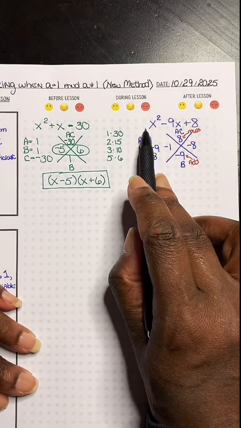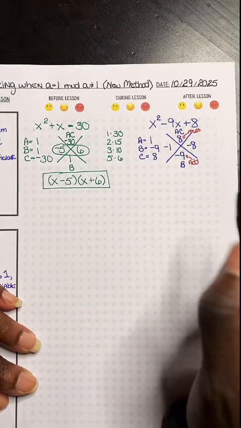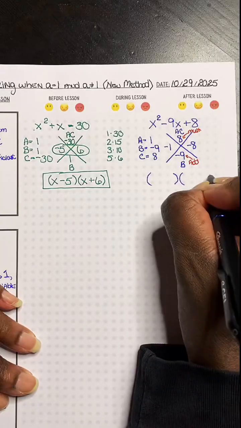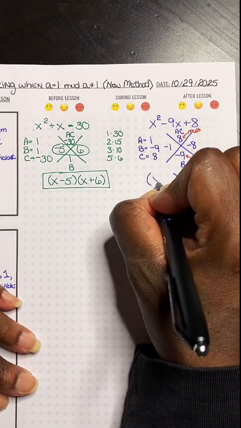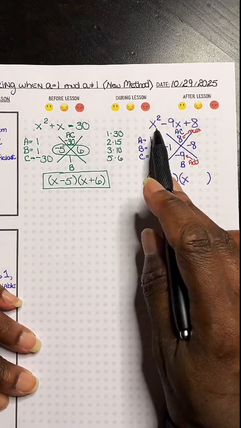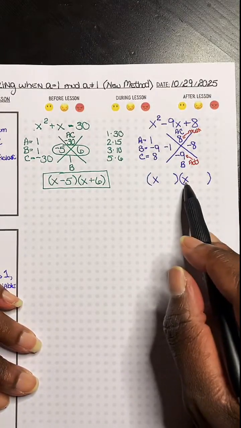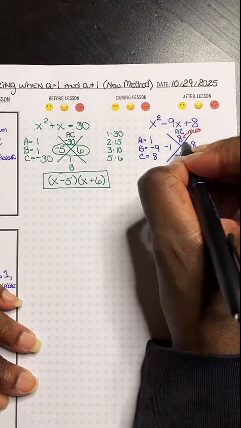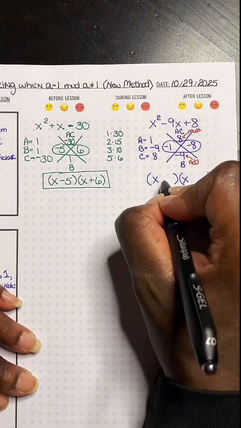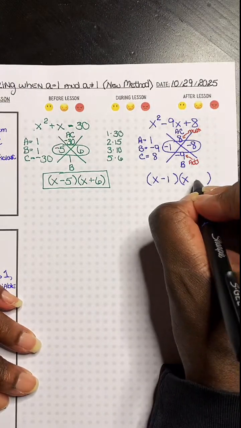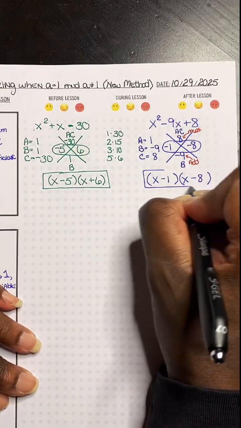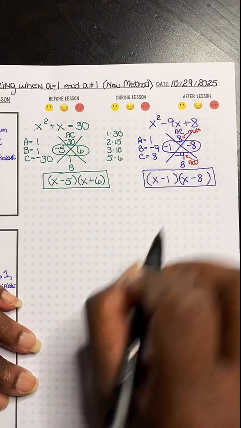So since my leading coefficient is 1, I go right ahead and split my variable, which is x squared. So there's an x here, there's an x there. And the two answers that we got, the two factors, we're putting into each. So that's -1 here and -8 there. Now it's factored.